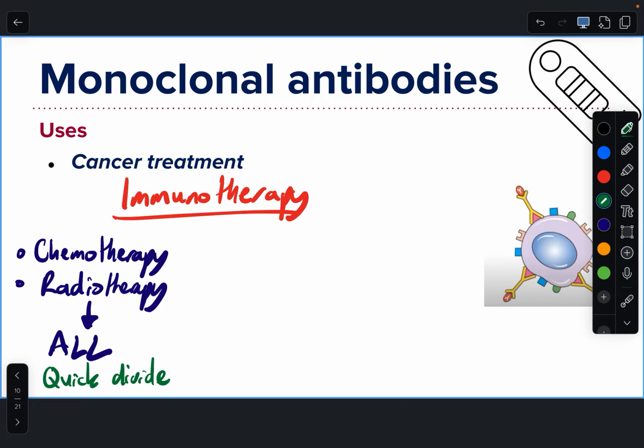That is where immunotherapy is so good. So what we can do is we can produce now monoclonal antibodies against cancer cells.